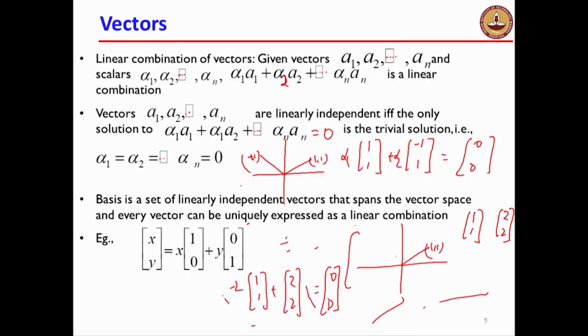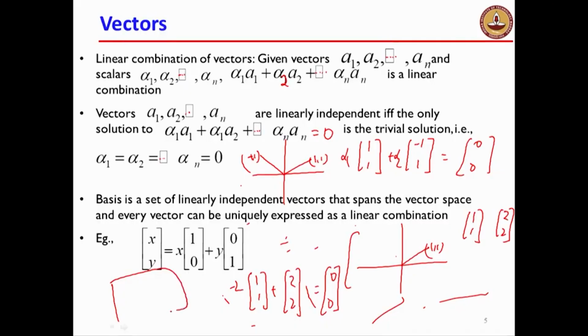So in the first case the two vectors were independent, here the two vectors were dependent. Now, the more general and correct formal definition is this: a set of vectors is independent if and only if the only solution to this kind of equation is the trivial solution, that is, all the scalars are equal to 0.